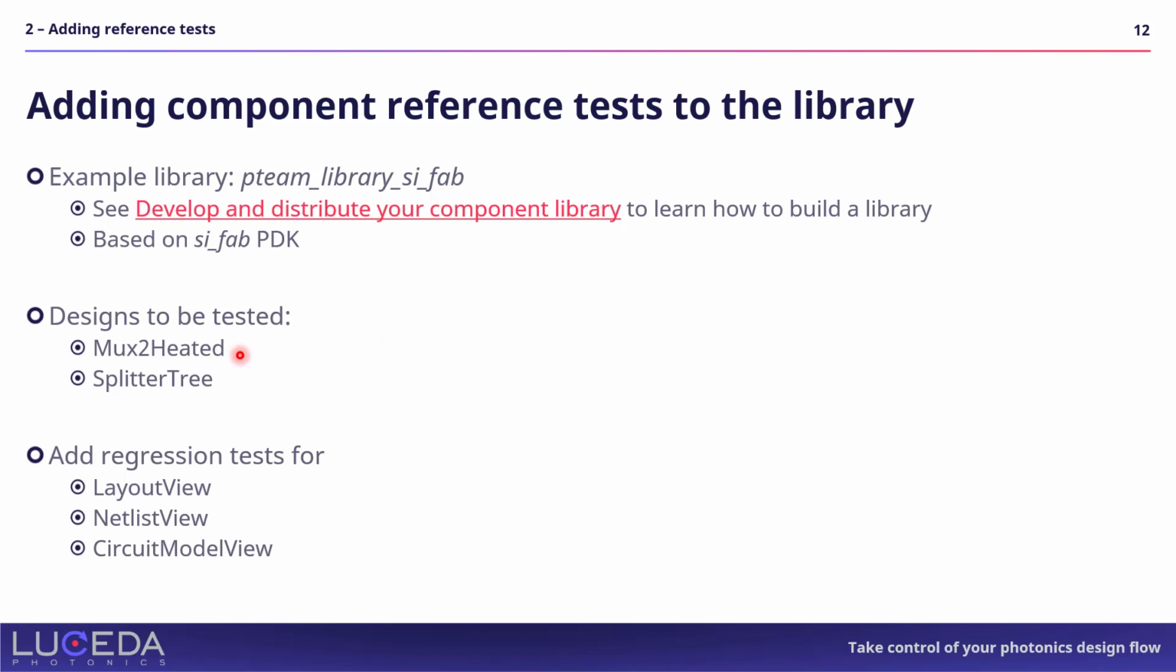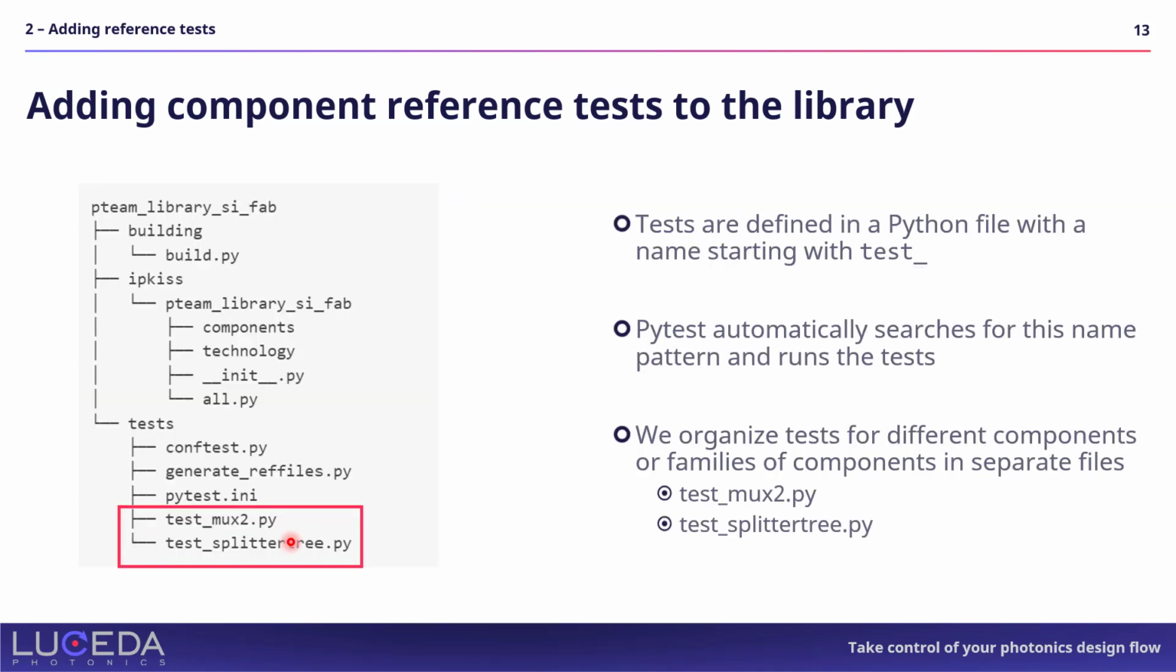We want to test two designs, the MUX2 heated, which is a two-way multiplexer with heaters, and a splitter tree. We are going to add regression tests for the layout view, for the netlist view, and for the circuit model view. Let's get started. First of all, tests are defined in a Python file which names start with test underscore.